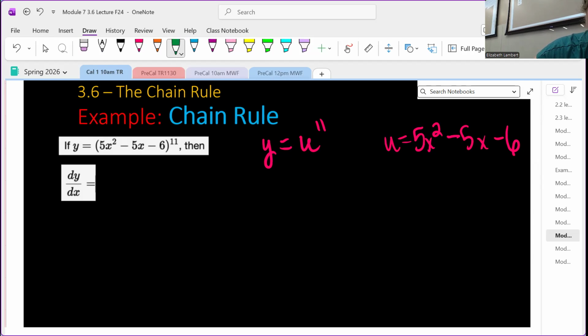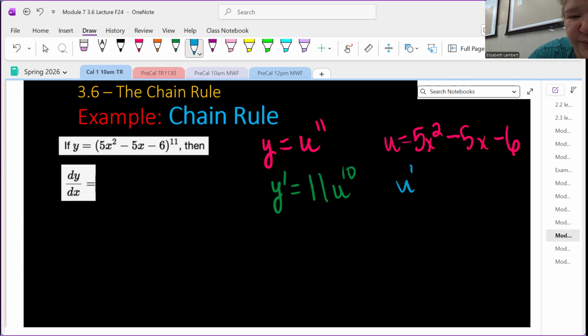So if we're going to take our derivative of y, let me just go with this. So what's the derivative of something to the 11th power? How do we do that derivative? Yep. We bring the power down as a constant. So 11 times u, and then 11 minus 1 is 10.